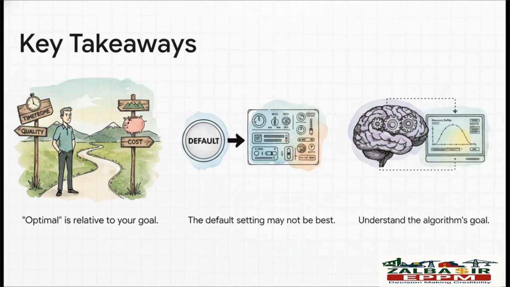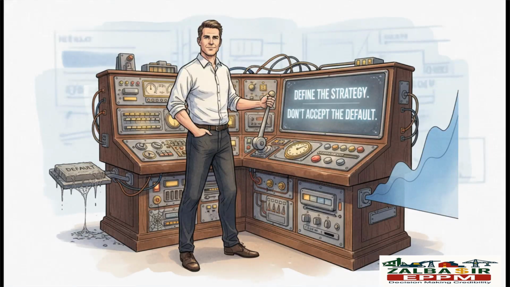Number 2, the default leveling setting in your software might be aiming for a goal that doesn't actually help you. And finally, the really great project managers, they don't just click the button. They understand what they are asking the algorithm to do for them. So here's the bottom line. The goal is not just to click the level button and walk away. The goal is to understand the strategy behind that click.